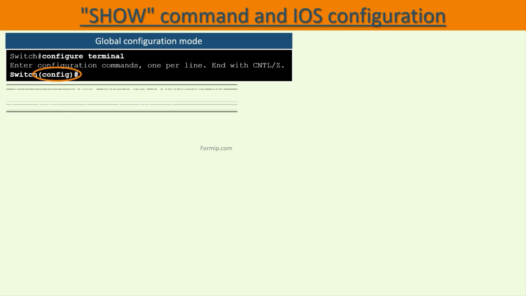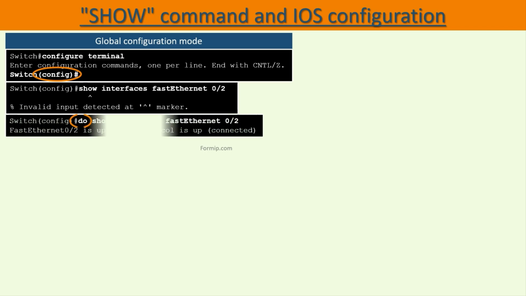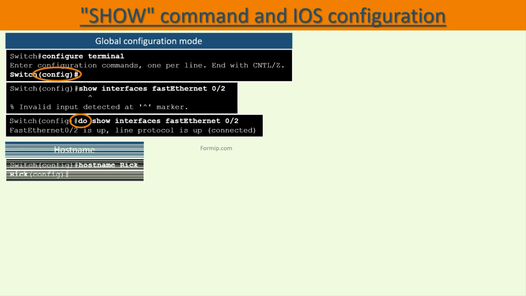You can recognize the configuration mode by the symbol config hashtag. In this mode, if you try to enter a show command, which is normally used in the previous mode, then you will get an error. In order to avoid going out of this mode, and to be able to execute show commands, simply add a do in front of the command. The hostname command changes the host name of the equipment.